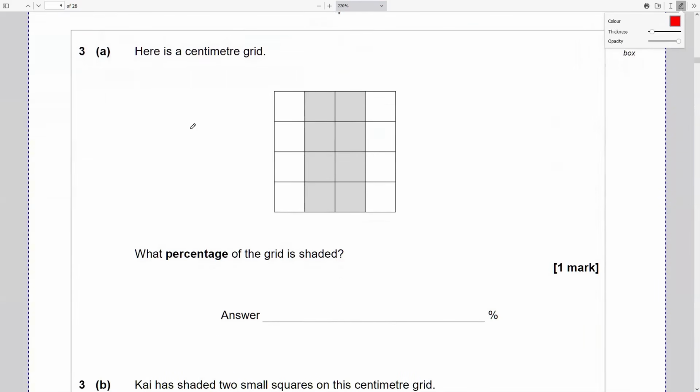Question 3A. Here is a centimeter grid. What percentage of the grid is shaded? We've got 8 shaded, and 4 there, and 4 there. 8 unshaded, so it's halfway, 50%.